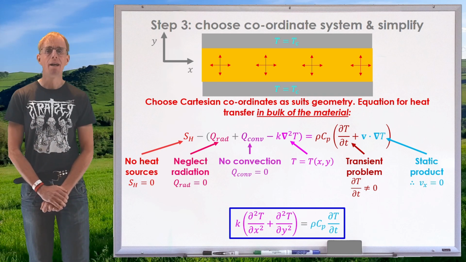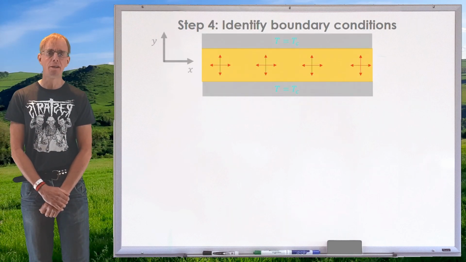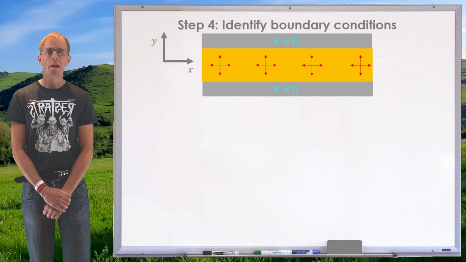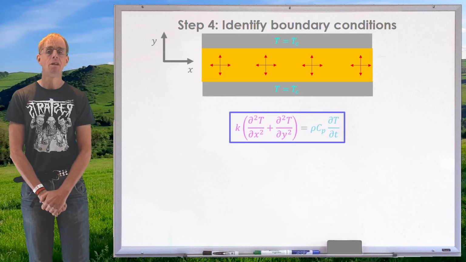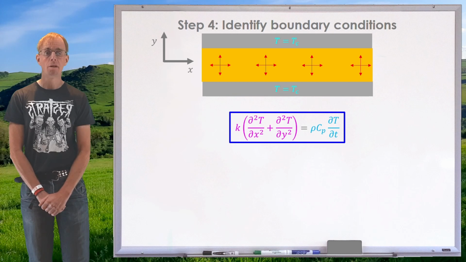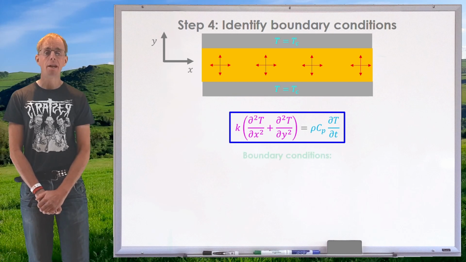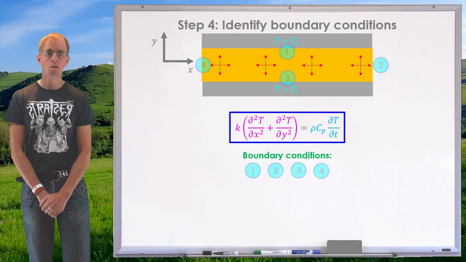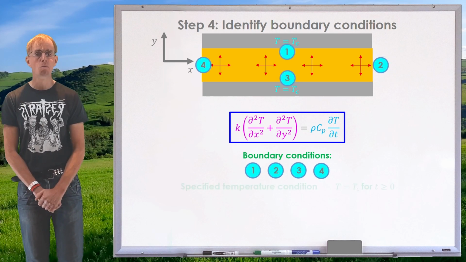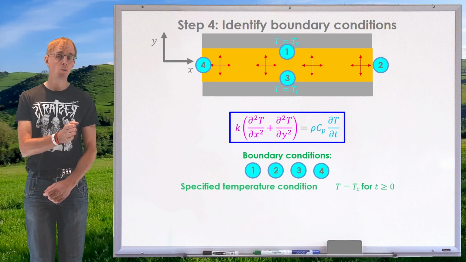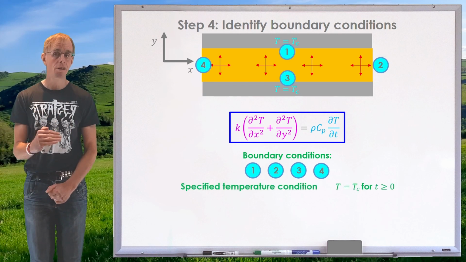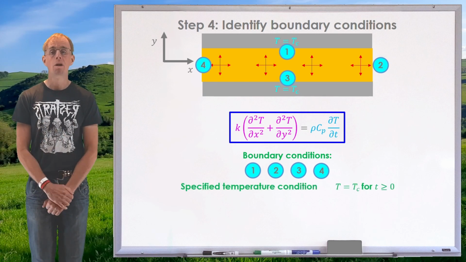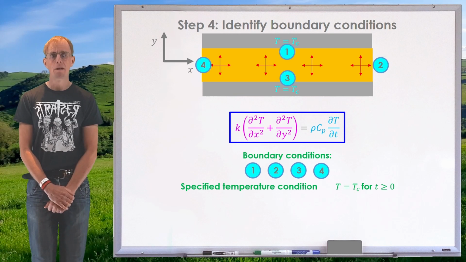All right, so let's think about boundary conditions as our final step, step 4. I'm going to put my simplified energy equation there on the board. And now let's think what's happening in terms of boundaries. So I'm going to identify boundary 1 as the top surface, boundary 2 as the right-hand edge, boundary 3 as the lower surface, boundary 4 as the left-hand edge.